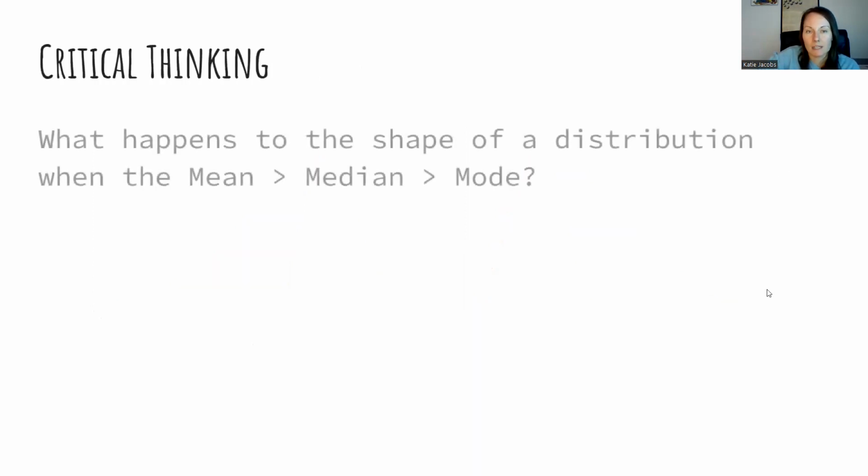All right, so critical thinking. And for this, it's really good to come up, like I like to draw this out. I'm going to get another little sticky note because I don't have a huge notebook in here today. But what happens to the shape of a distribution when the mean is bigger than the median, which is bigger than the mode? So to do that, you could literally pick any numbers you want. You can draw yourself a little histogram. Let me put this up here close to you. You can draw yourself a histogram.